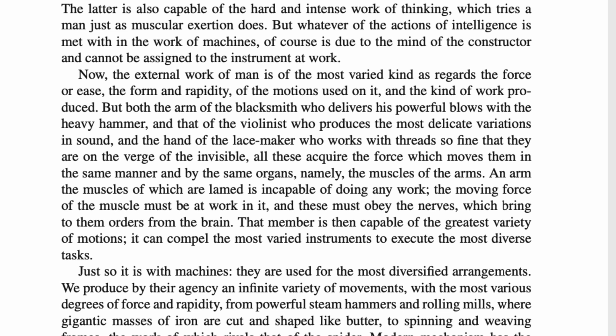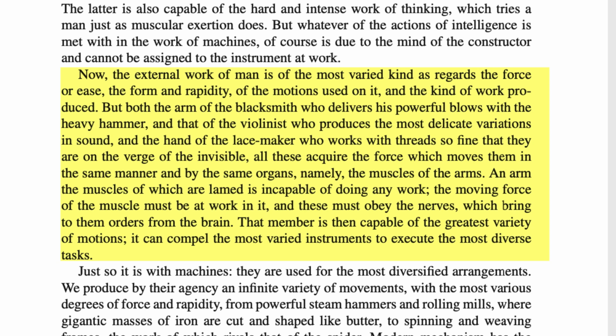He mentions on this page 103 the work of different kinds of workers. He says, reading the second full paragraph down, the external work of man is of the most varied kinds as regards the force, or ease, the form and rapidity of the motion used on it, and the kind of work produced. But both the arm of the blacksmith who delivers his powerful blows with a heavy hammer, and that of the violinist who produces the most delicate variations in sound, and the hand of the lace maker who worked with thread so fine that they are on the verge of the invisible, all these acquire the force which moves them in the same manner and by the same organs, namely the muscles of the arms.